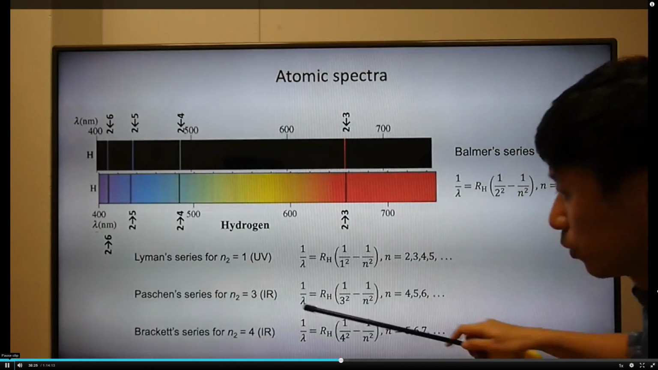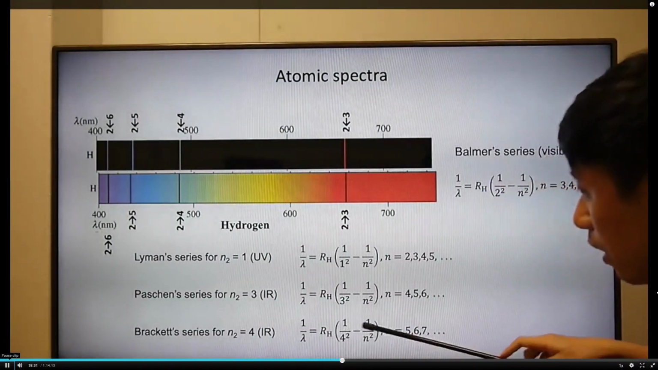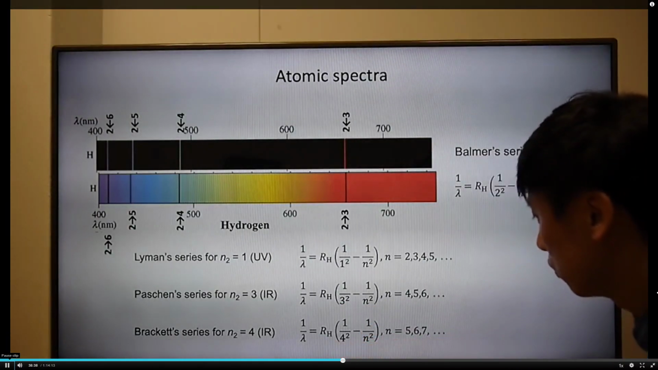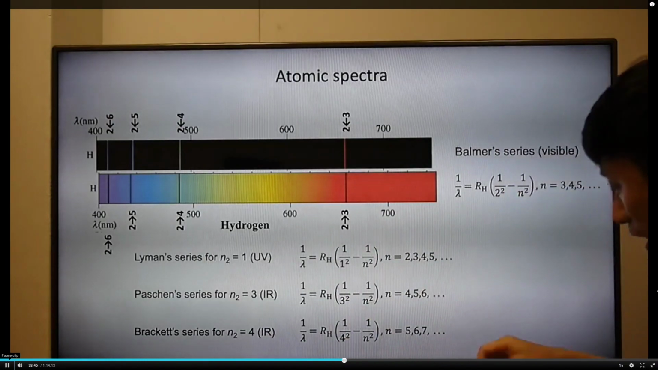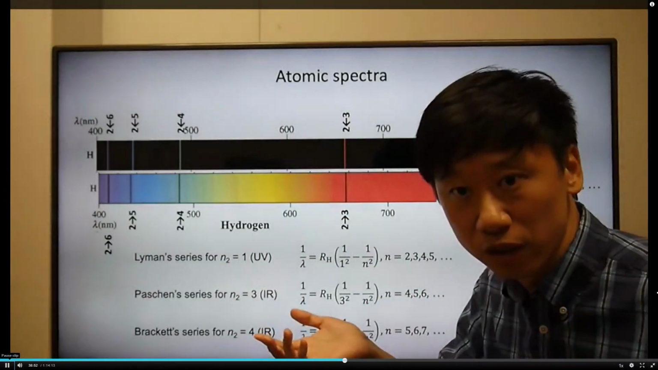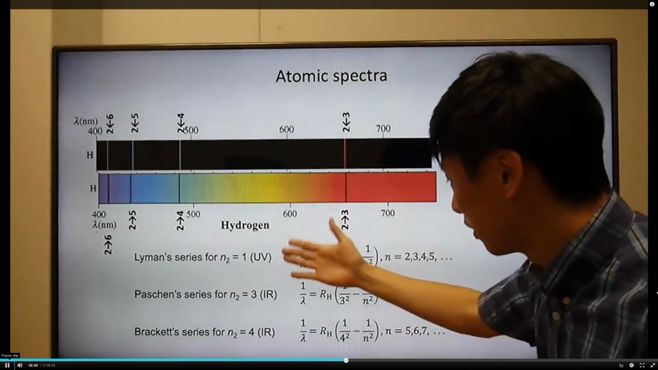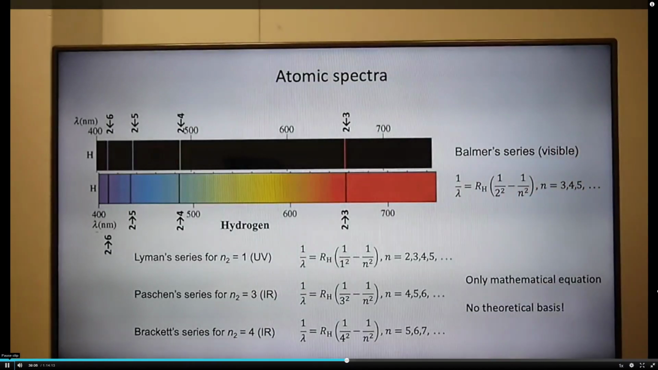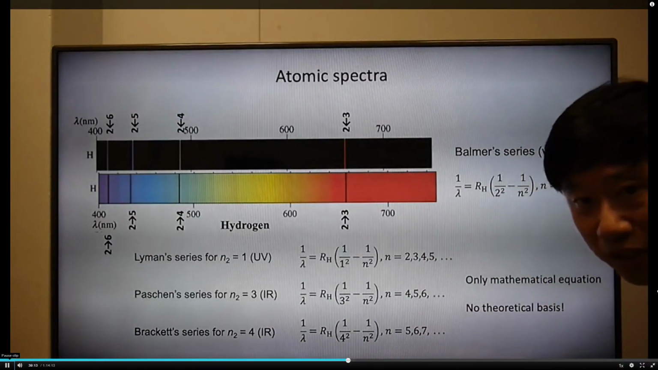Then we could observe the specific spectrum at the infrared light as well. Then this Paschen series uses 3 here. Then Brackett series uses 4 in this equation. Alright, these equations are very similar. Then what is interesting is that they didn't suggest any reasonable model of why we have this specific spectrum. They just derived these mathematical equations fitting their observation, measurement. So there are only mathematical equations, no theoretical explanation about it.